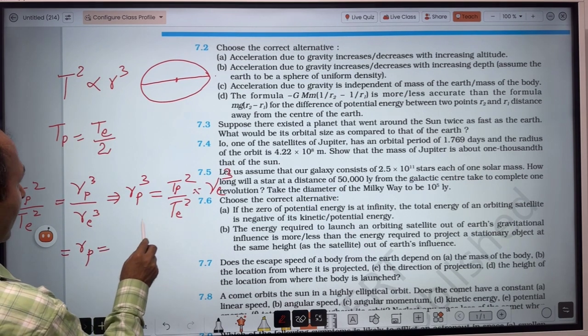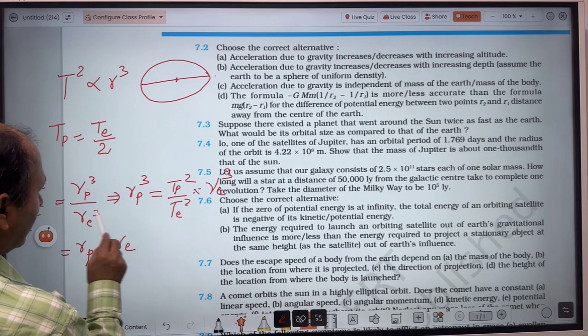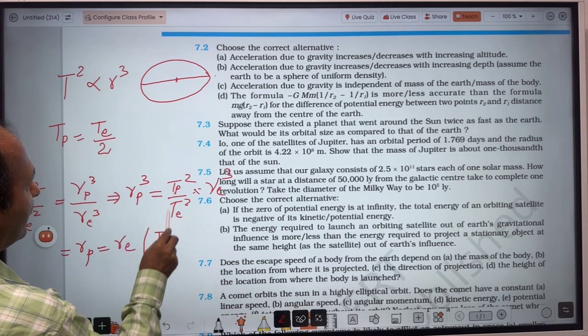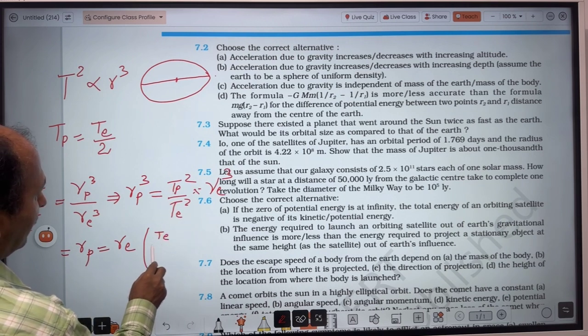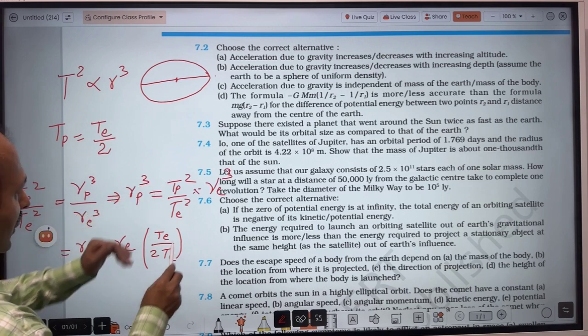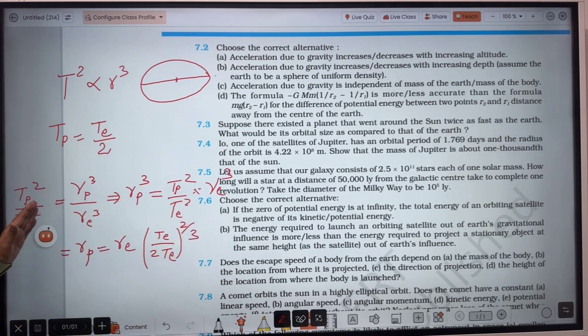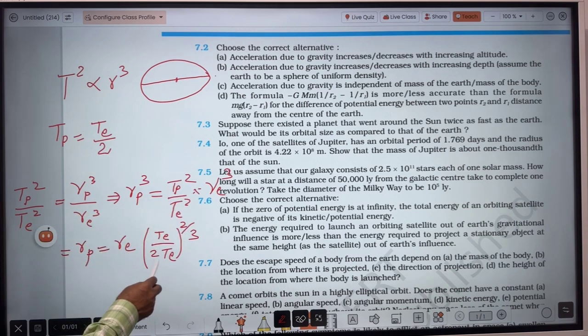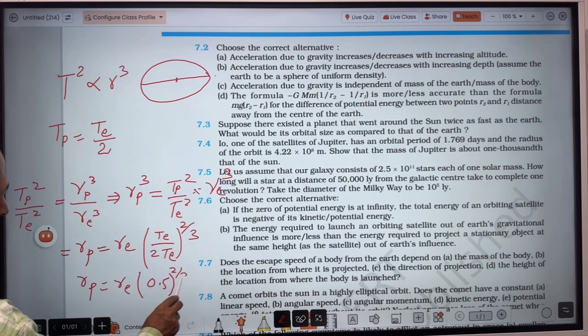R planet equal to R Earth. Then T planet we can write T Earth by 2. So T Earth by 2, whole power 2 by 3. Did you understand? Here cube root is taken, so power is 2 divided by 3. So this will give R planet equal to R Earth times 0.5 power 2 by 3.